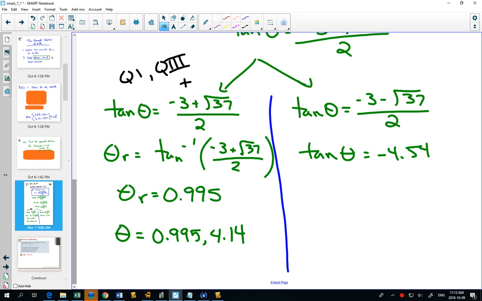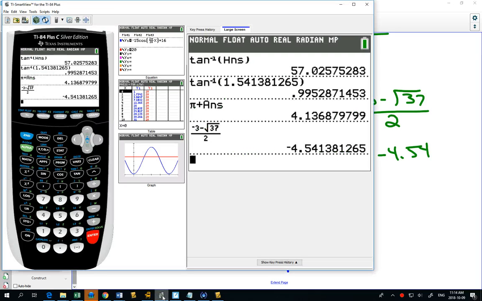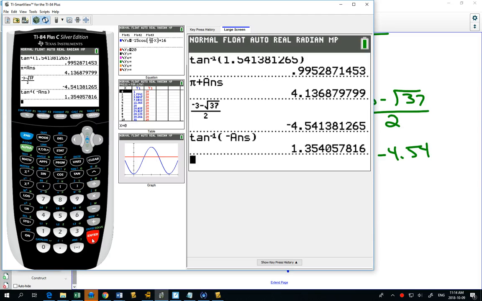And then we need to find our reference angle. How am I going to find my reference angle? I'm going to do tan inverse of the positive value. How can I type that into my calculator quickly? Well, I can go tan inverse. I want to use my answer, but my answer is negative. Can you see that you could go negative answer to make it positive? Does that make sense mathematically? If my answer is negative and I multiply it by negative 1, that would make it positive. And my reference angle this time is 1.35.